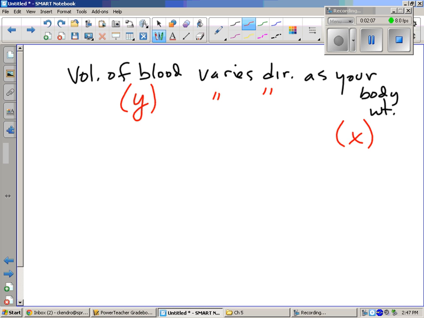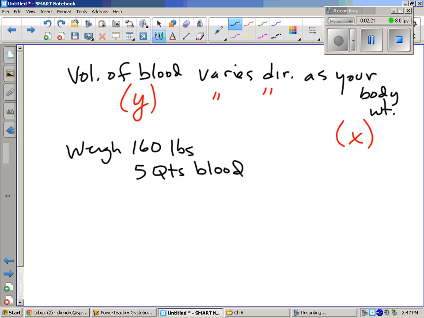So let's try a problem here. If you weigh 160 pounds, you should have about 5 quarts of blood in you. Okay, so what we need to do is figure out, if I have y equals kx, what the constant of variation is, which means how are these two numbers related? How are they in proportion? How do they change the same way every time? So I can set up a proportion, or I can figure out my k first. So let's figure out k.